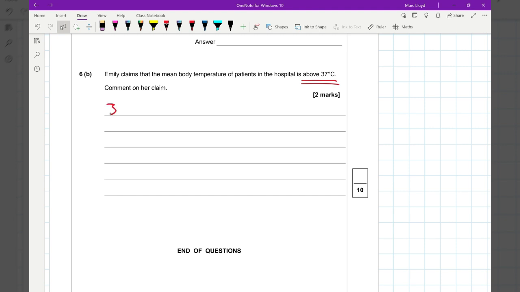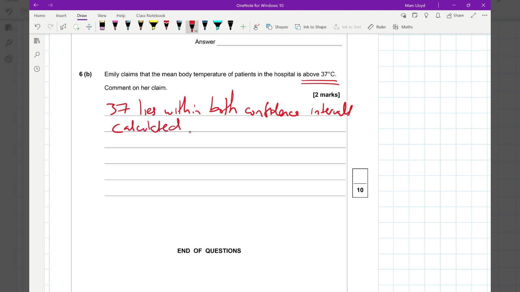So because 37 lies within both confidence intervals calculated, her claim is wrong. There we go. Right, that is question 6 done.